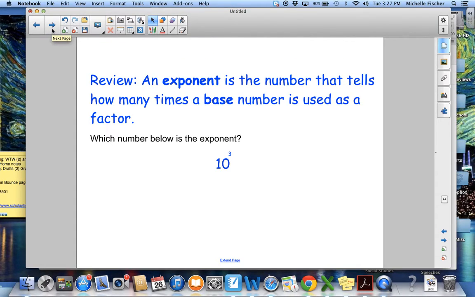First we're going to talk about what an exponent is. An exponent is the number that tells how many times a base number is used as a factor. So let's look below. We have 10 to the 3rd power right here. Which number is the exponent? When you're done answering, I want you to click Next. Good. We all should have gotten 3 as our exponent and 10 as our base number.